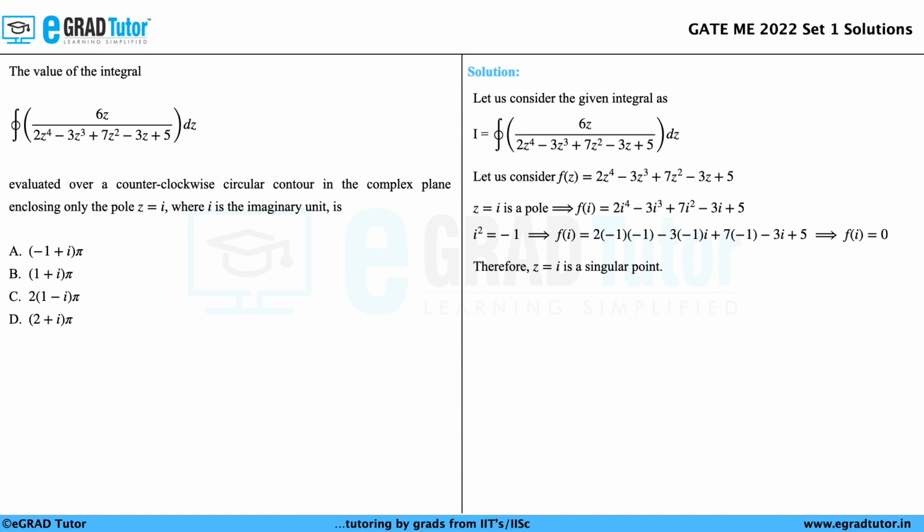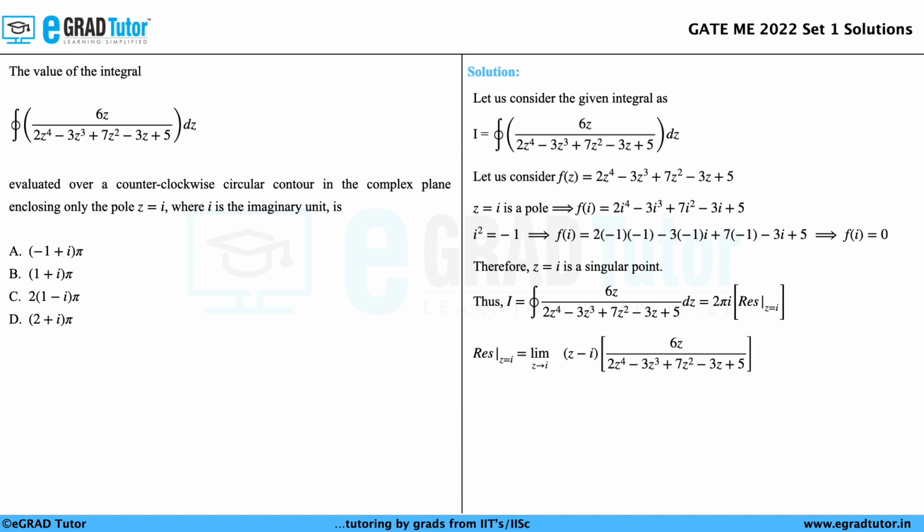Now, the given integral I can be found out as 2 pi i into residue at the point z equal to i. In this equation, first thing is to find out the residue at z equal to i. Residue at z equal to i is given as limit z tends to i, (z minus i) into 6z by 2z^4 minus 3z^3 plus 7z^2 minus 3z plus 5.